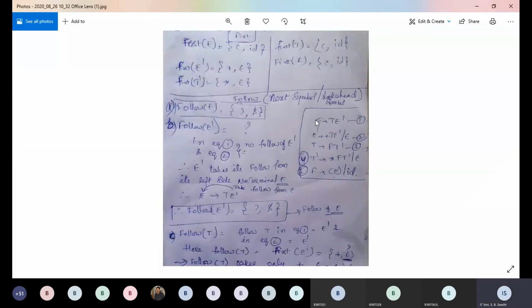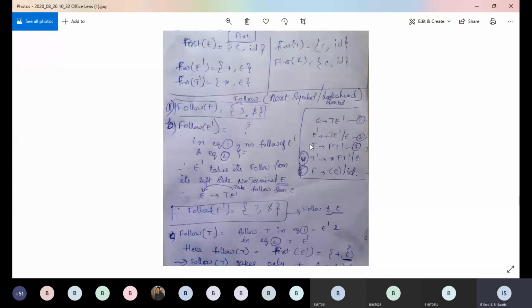And the second important thing is we always compute first and follow for only non-terminals. We should not compute these for terminals. Here we have epsilon, plus, star, open bracket, close bracket, ID. These are all terminal values. We should not compute first and follow for terminals. We should compute only for non-terminals. So you have to remember these two things: one is regarding the dollar symbol, and one is regarding applying first and follow only to non-terminals.